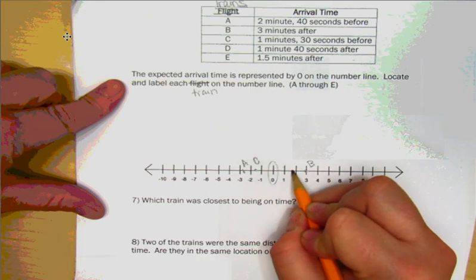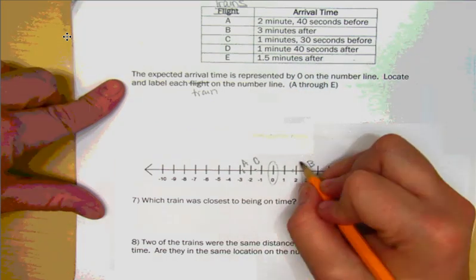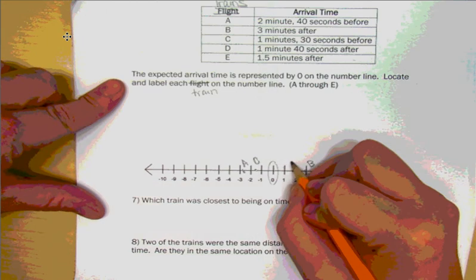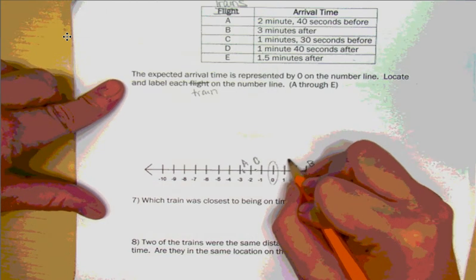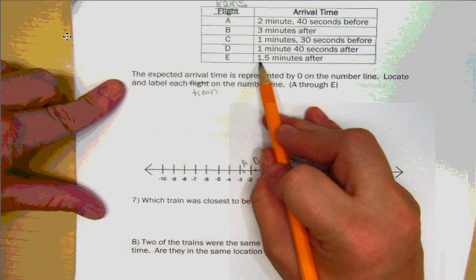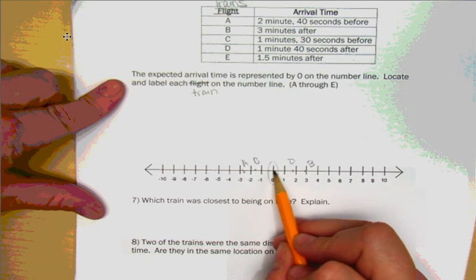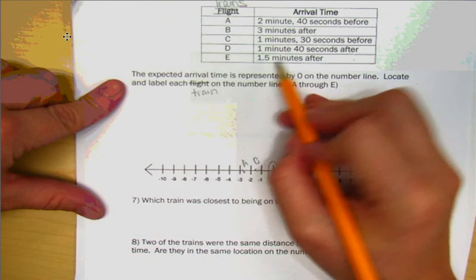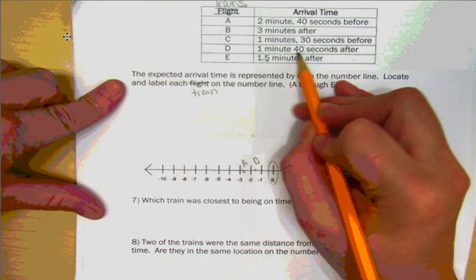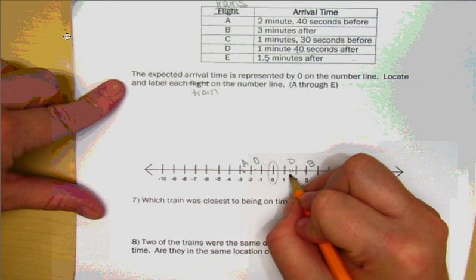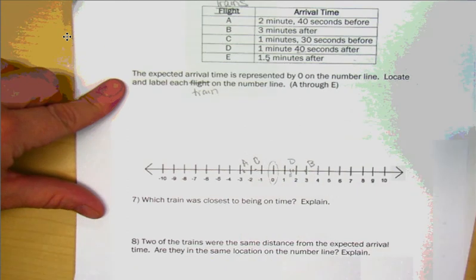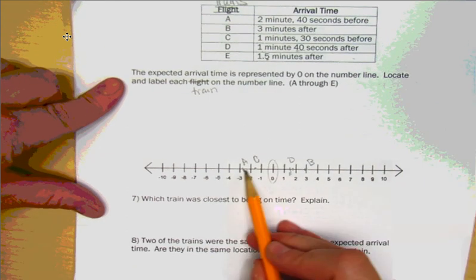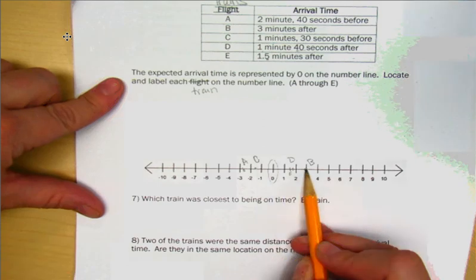1 minute, 40 seconds after. 1 minute, 40 seconds is going to be closer to 2 minutes than it is to 1 minute. So make sure it's not exactly in the middle, but closer to 2 minutes. And then 1.5 minutes after. So 0.5 I know is less than, because it's half of a minute, it's going to be less than 40 seconds. It's going to be 30 seconds. So E is going to go right before D. Okay, so now I have A, C, E, D, B on my line.